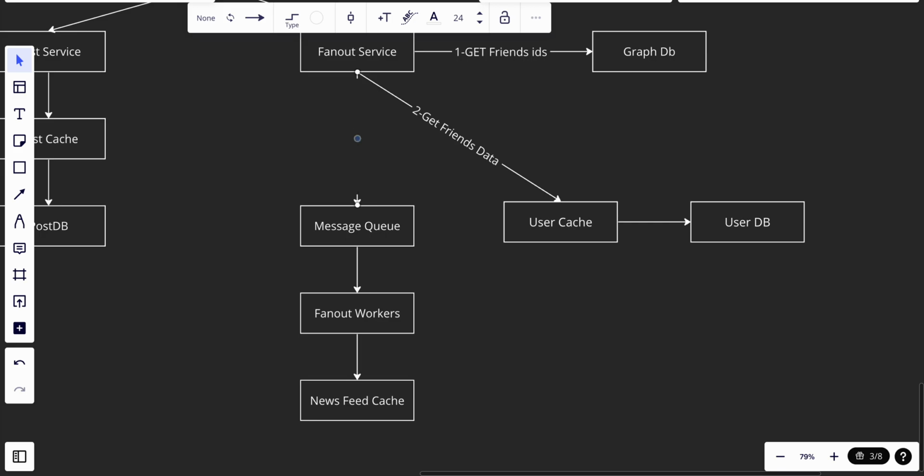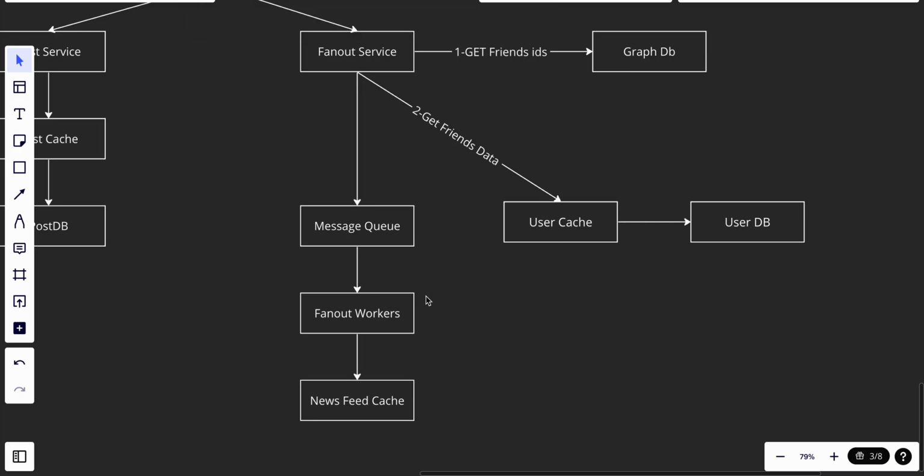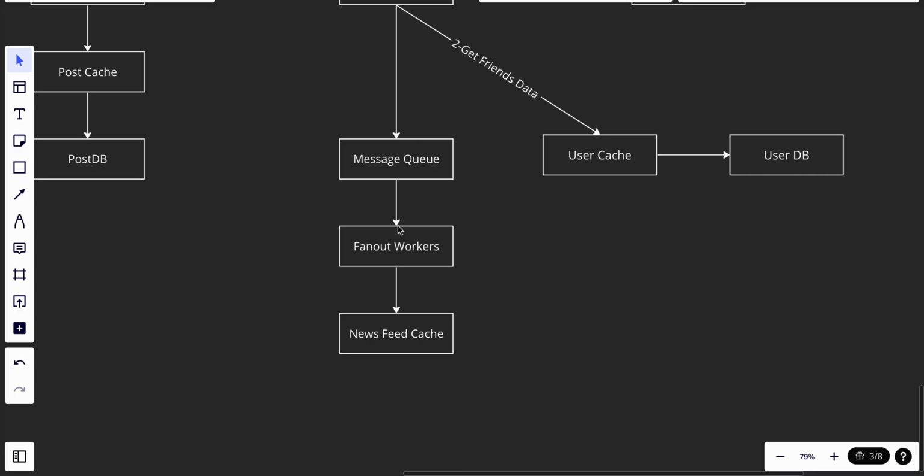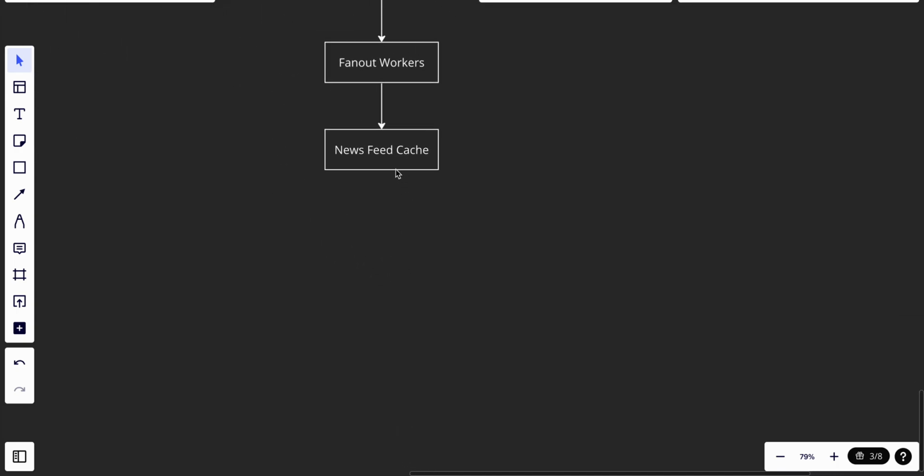Let's say send. There's no need, I guess, to build the thing. Okay, this is the third one. And what we say, yeah. So basically, we store only the post IDs in the newsfeed cache.